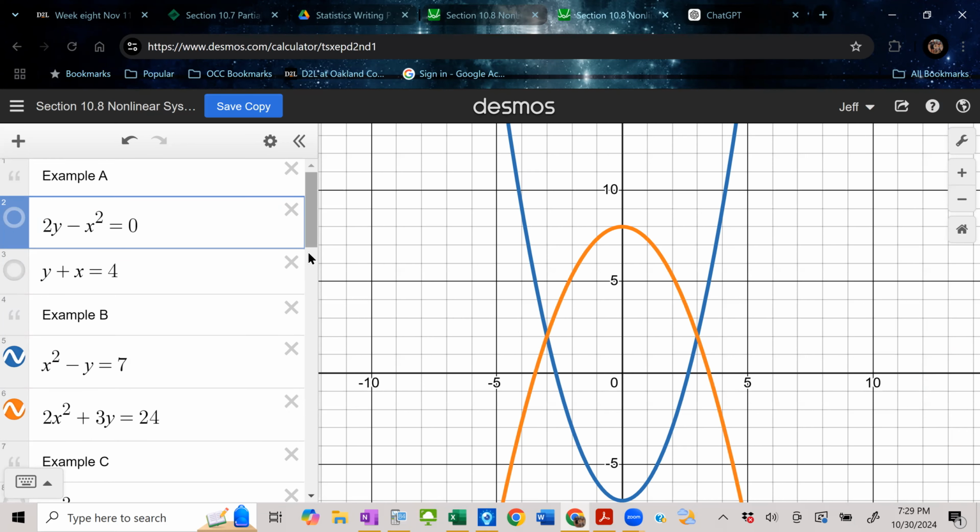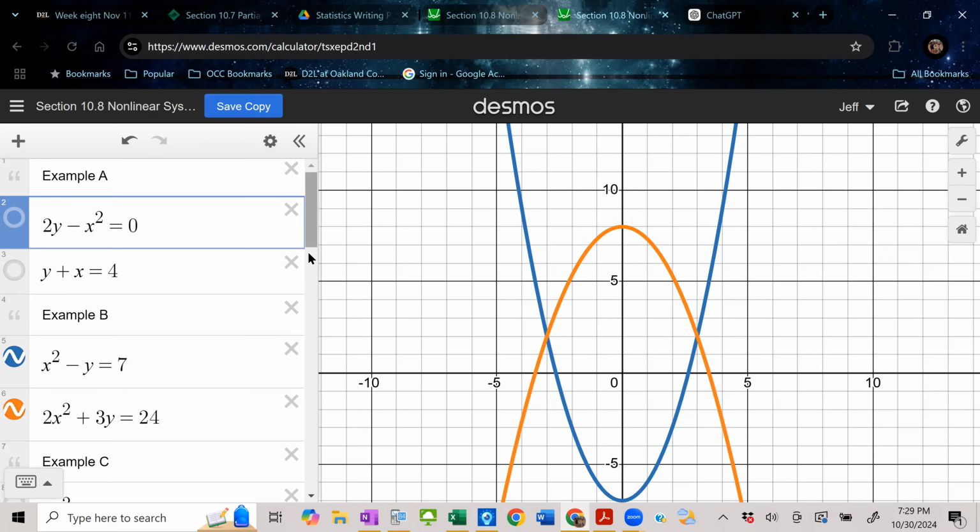And once again, I'll end up with y equals 2. So as before, there's 2 points where these graphs overlap. One of them is at 3 and 2. The other one is at negative 3 and 2.